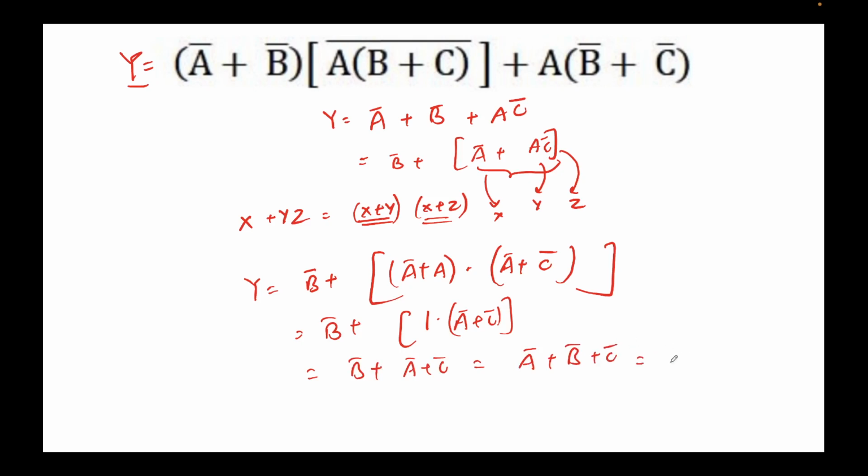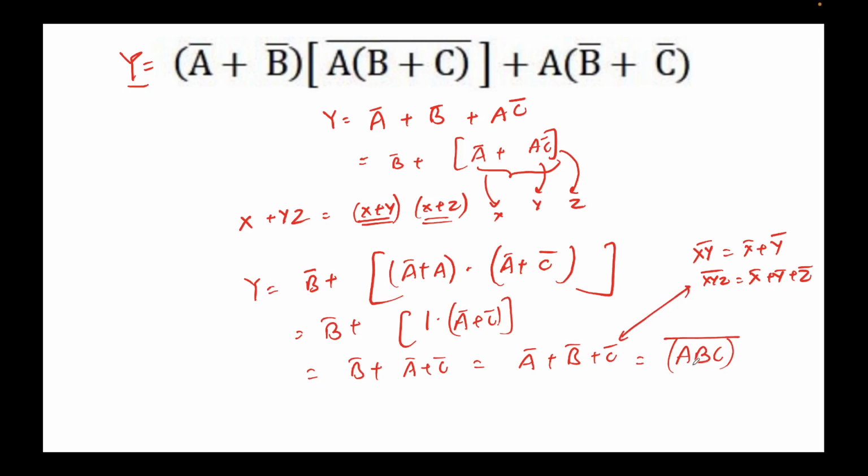If we again apply De Morgan's theorem, it will come out to be A B C whole bar. Note that for two variables, De Morgan's theorem is X Y whole bar is X bar plus Y bar. For three variables, the flow remains the same, X bar plus Y bar plus Z bar. So our form was A bar plus B bar plus C bar. And if you compare with this, then we can write A B C whole bar.